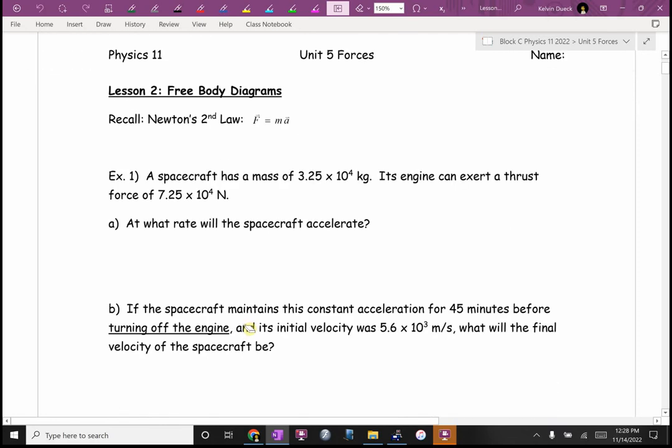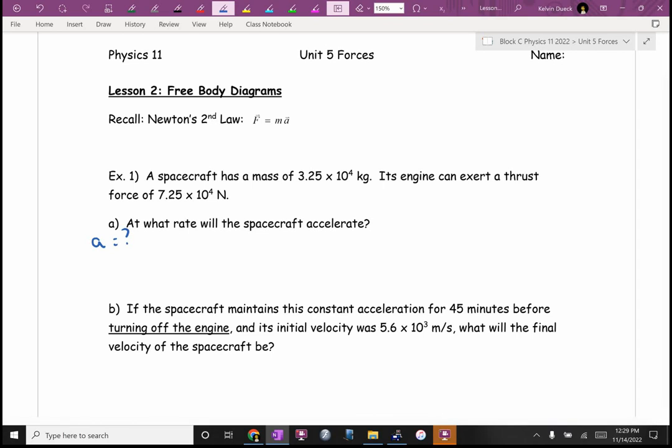A spacecraft has mass of 3.25 times 10 to the 4th kilograms. Its engine can exert a thrust force of that. All right, what does A want me to find? Acceleration. So I'm going to do my usual A equals, but I'm going to be a bit lazier now.